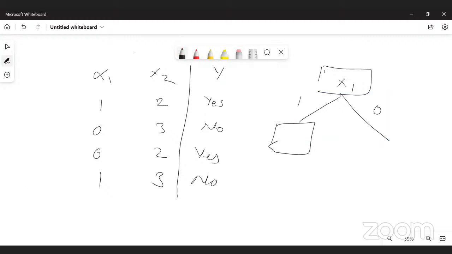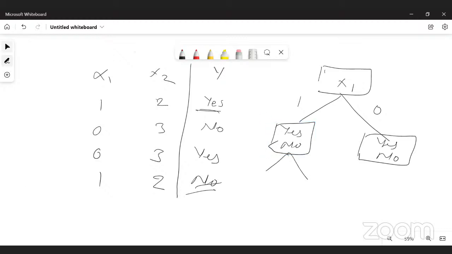If it is 1, then this and this point go here, right? Yes and no. And if it is 0, this point goes here, so here it is yes and no. So this and this go here, so 2, 3, and it is like 2, 2, 3, 3. This situation comes there. Now, if you split this node, how will you split? On x2. According to x1, you cannot split, because the x1 value is 1.